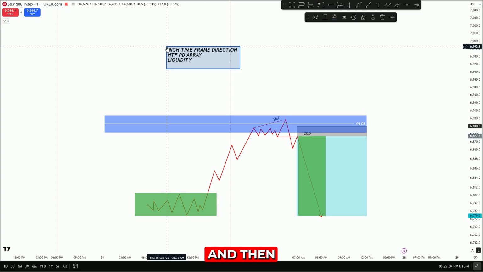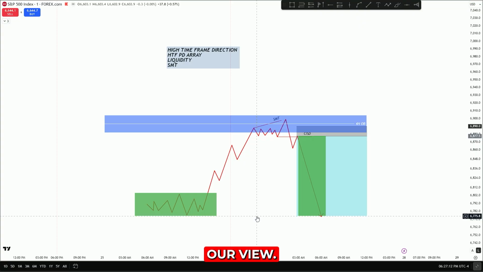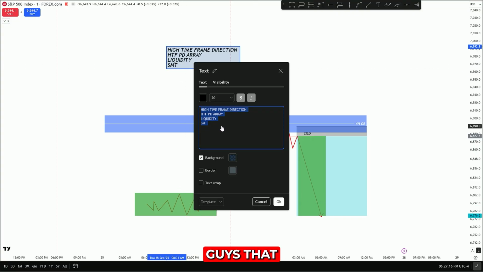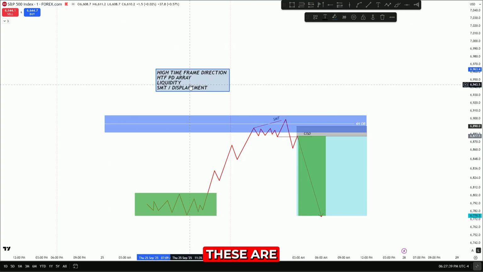And then you're gonna look for one more thing, which is SMT. And last, most important thing, I'm gonna tell you guys that after each and every SMT, you have to look for the displacement. These are the 4 main things that you have to identify during the MMXM model. Otherwise, your MMXM model is totally failed.